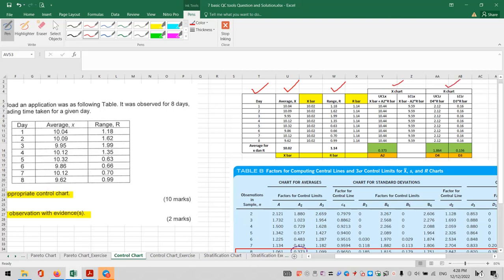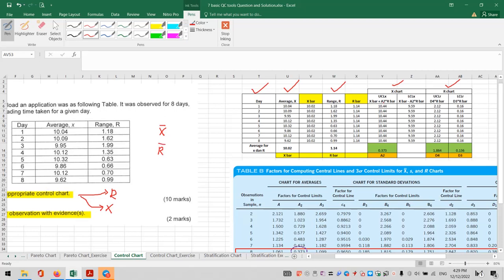and R chart. Okay. Basically, a control chart consists of two types of chart, which we call the R chart and also the X chart. The R chart will use the value of R bar, while for the X chart we'll use the value of X bar. So X bar basically like this, X bar, R bar.